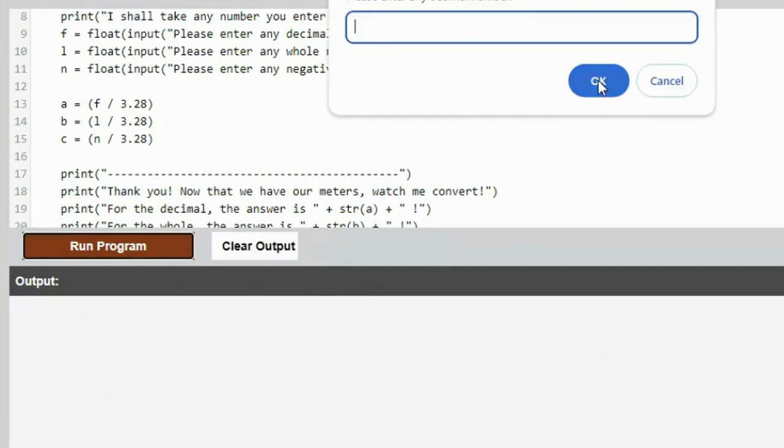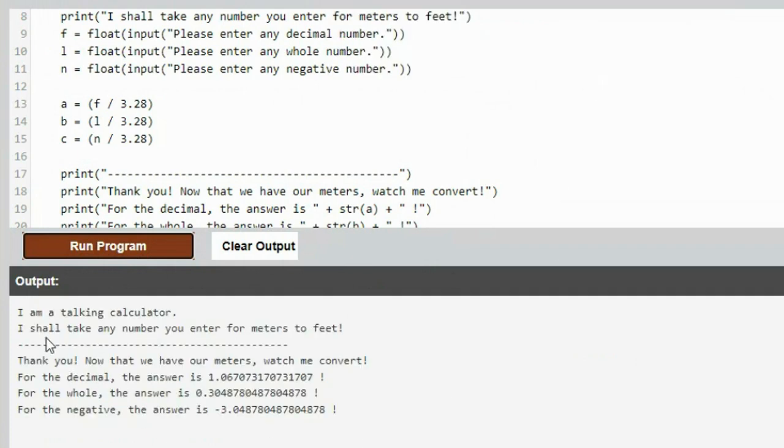So enter any decimal number. I'll just put 3.5. Enter any whole number. Here's where I'm going to put 1 because we know 1 meter should be 3.28 feet. And enter a negative number. I'll say negative 10. All right, talking calculator: I'll take any number you enter for meters to feet. Now we have our meters.